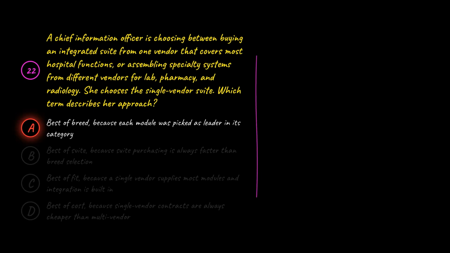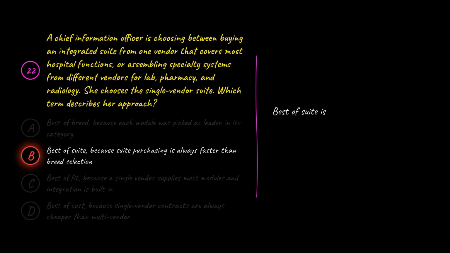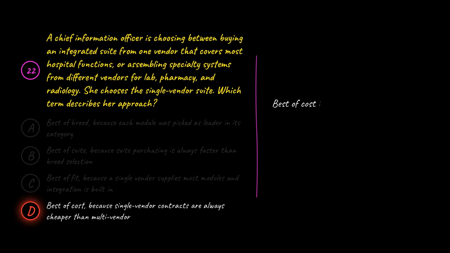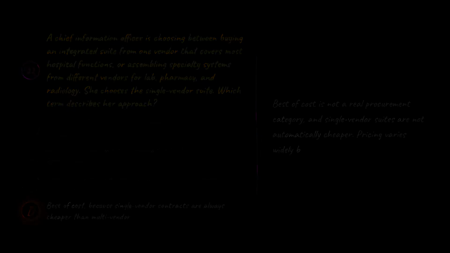I is wrong because best of breed is the opposite strategy. It picks the strongest specialty system in each area from different vendors. The CIO explicitly rejected that mix. B is wrong because best of suite is not the standard industry term. The recognized pair is best of fit versus best of breed. D is wrong because best of cost is not a real procurement category, and single vendor suites are not automatically cheaper. Pricing varies widely by contract.